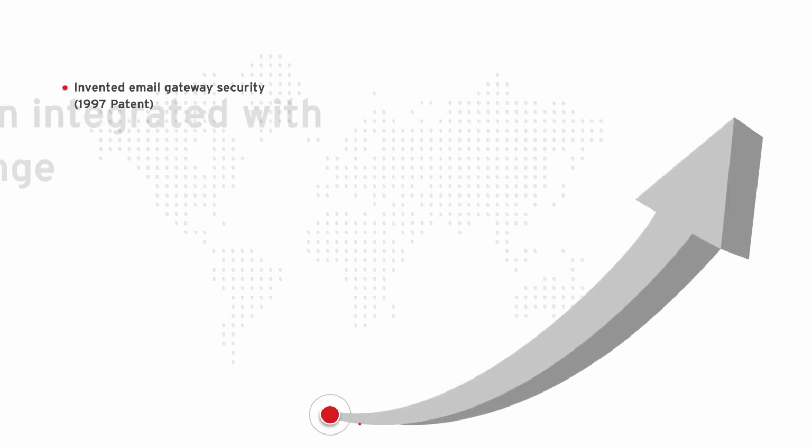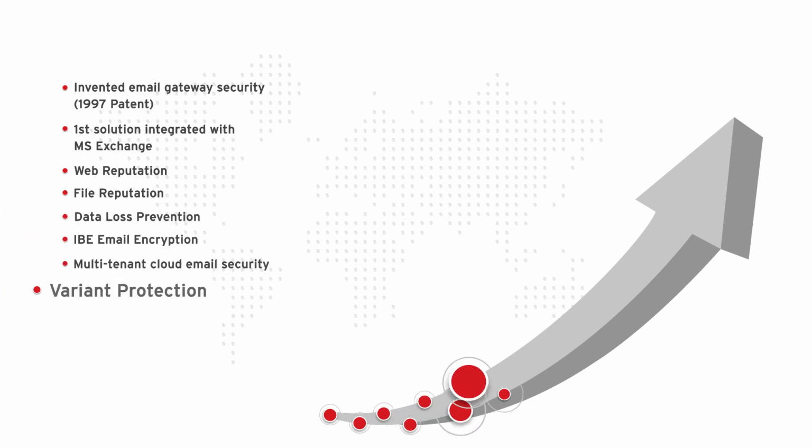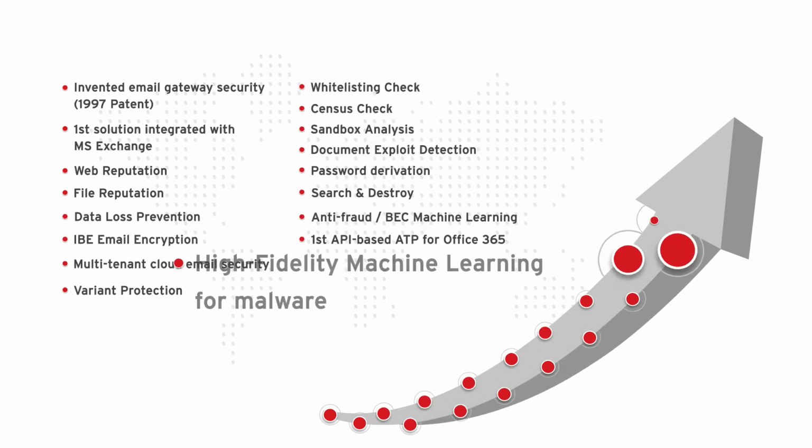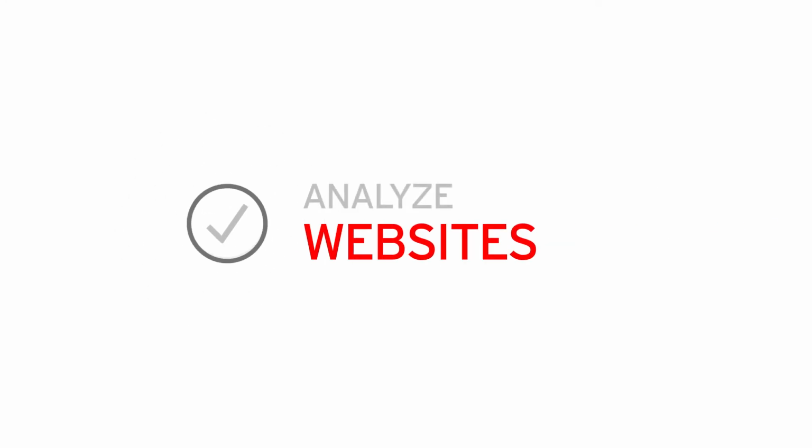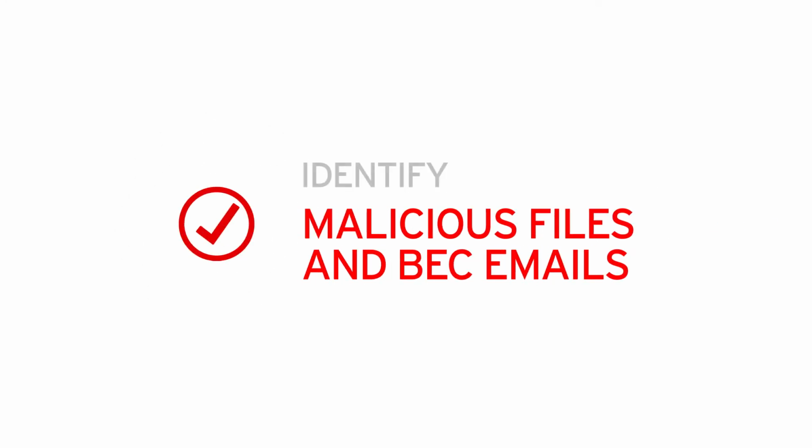Trend Micro invented email security when it patented SMTP scanning in 1997. For over 20 years, we have been constantly introducing new ways to protect customers from email attacks. We were the first to use cloud threat intelligence to correlate file, website, and email threats. We also pioneered the use of artificial intelligence and now use machine learning to identify spam emails, analyze websites, and to identify malicious files and BEC emails.